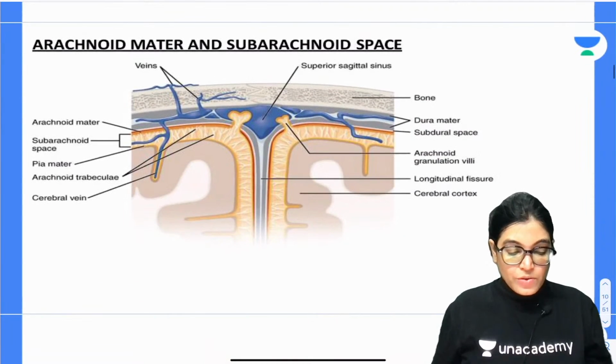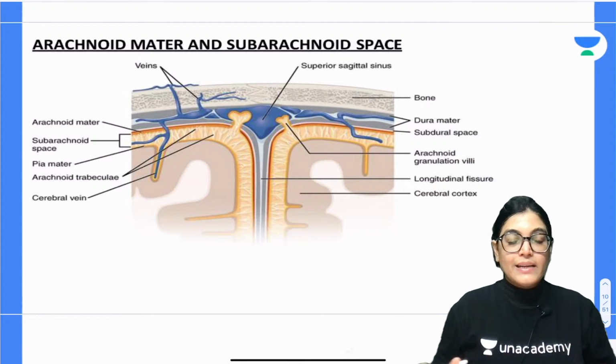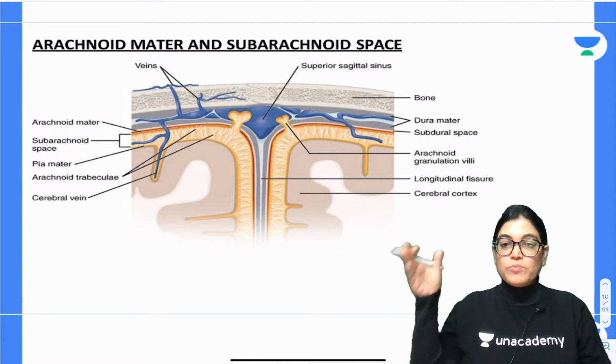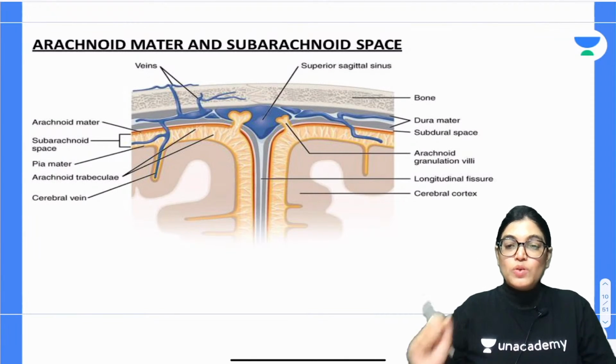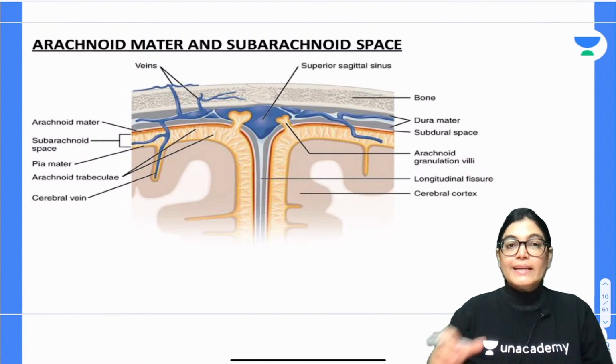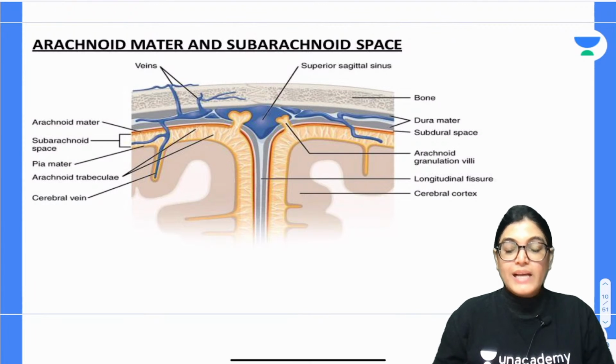So my dear aspirants, I would like to show you the arachnoid matter. What is arachnoid matter? This is the second layer. The meninges are made of 3 layers as we proceed from outside to inside: dura, arachnoid, and pia. This is a transparent membrane, which is located between the pia and the dura, and it loosely invests the brain surface. It is also continuous with the spinal arachnoid matter, and that continuation of the cranial arachnoid matter with the spinal arachnoid matter occurs at the level of the second sacral vertebra.